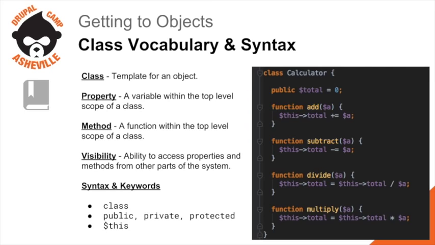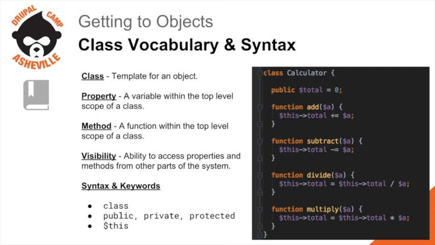Some other visibility words are private and protected, and just know that you're going to see these words in classes throughout your object-oriented career. A private function means that some other part of the system cannot use that function, cannot use that method.